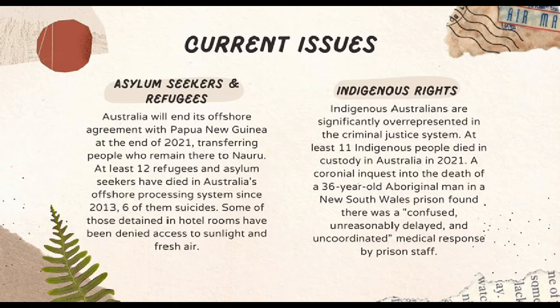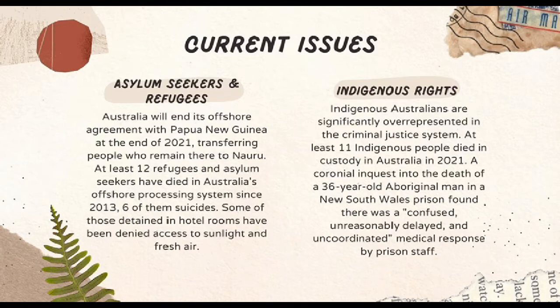More than 80 refugees and asylum seekers transferred to Australia from Papua New Guinea and Nauru for medical or other reasons remain in detention. Australia has rejected offers by New Zealand to take some of their refugees. At least 12 refugees and asylum seekers have died in Australia's offshore processing system since 2013, 6 of them suicides.